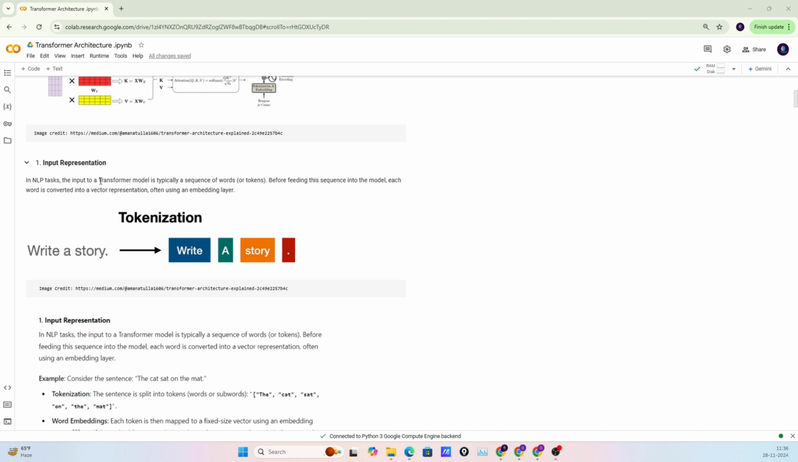So tokenization is basically a simple NLP technique. There is nothing magic here. It is a simple NLP technique to split our sentence into tokens, or words. For example, this is a sentence: write a story. Tokenization is simple. We split this sentence into words. So here we have 4 tokens.